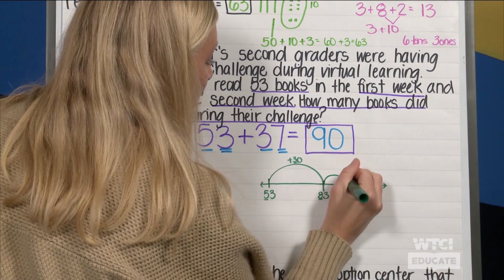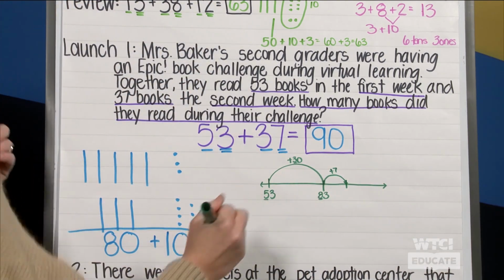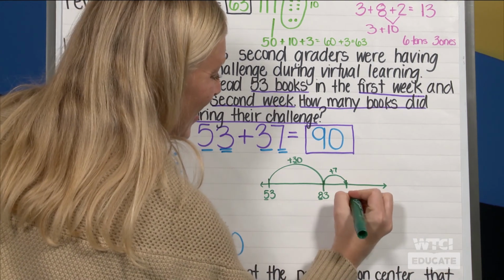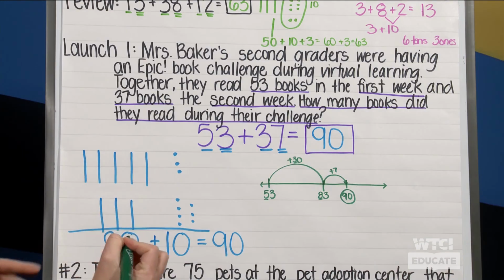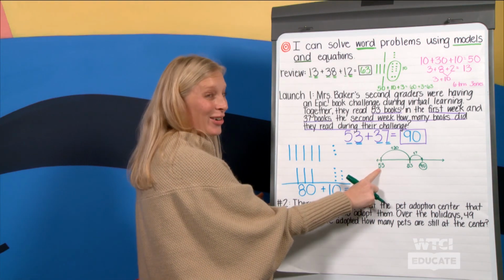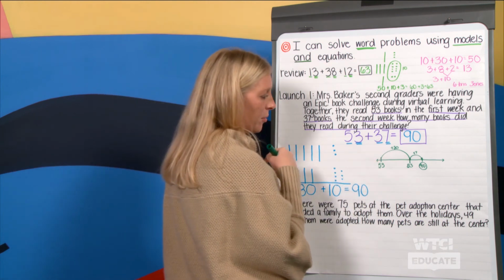You guys are so smart. You already know that 7 more gets you to that next 10. And what is the next 10 from 83? It is 90. And I love to circle where I land. Where's my 53 in this model? It's where I'm starting. And remember, it's all those numbers before that make up 53.